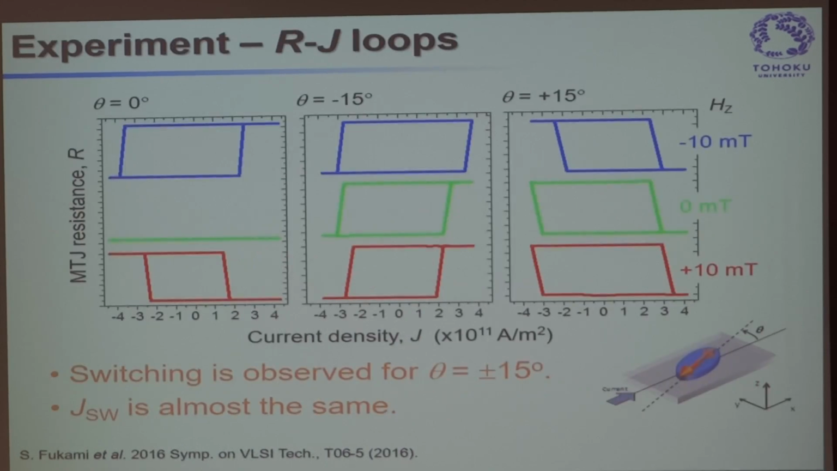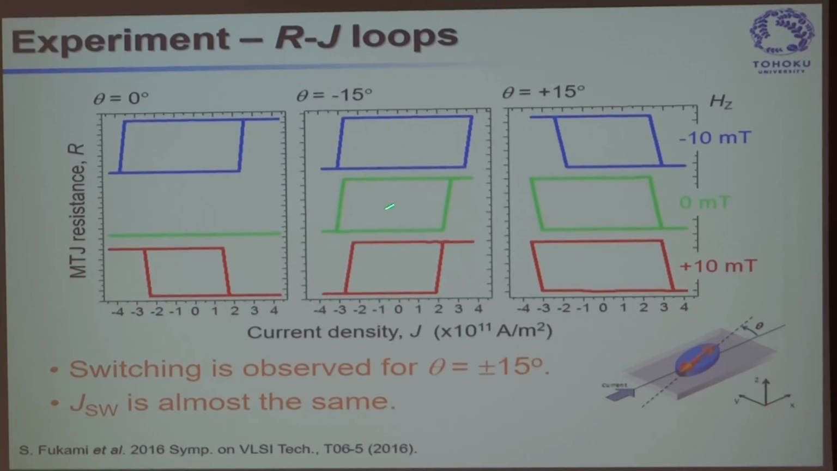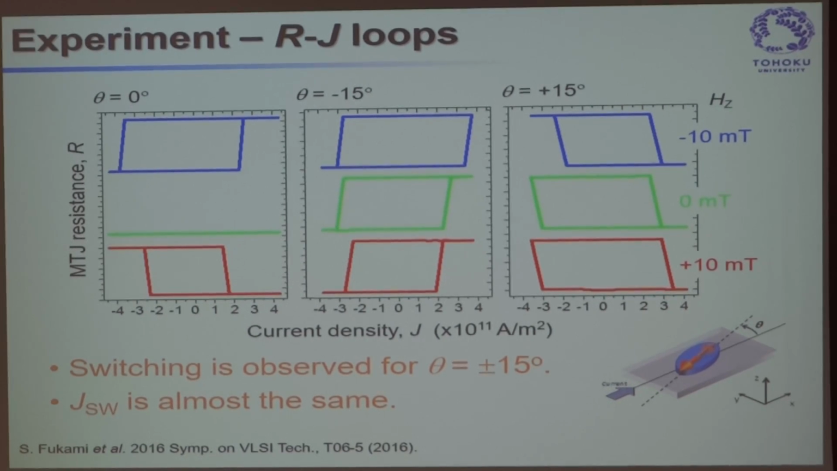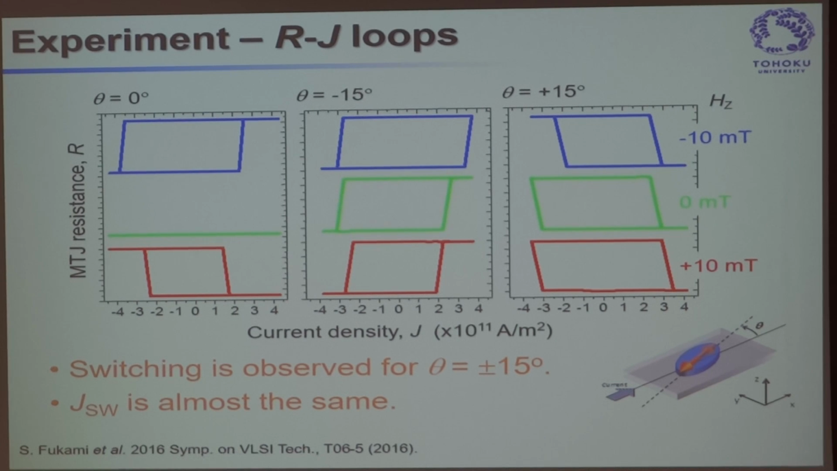And as you can see, this is 0 degree no tilt, minus 15 degree tilt, and 15 degree tilt, and you can see that at 0 magnetic field in the Z direction, we observe field-free switching with the sense depending on which way you tilt. So this is good news in a sense that we can stick to the same material set.